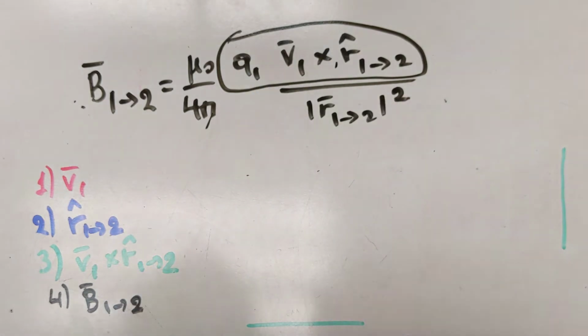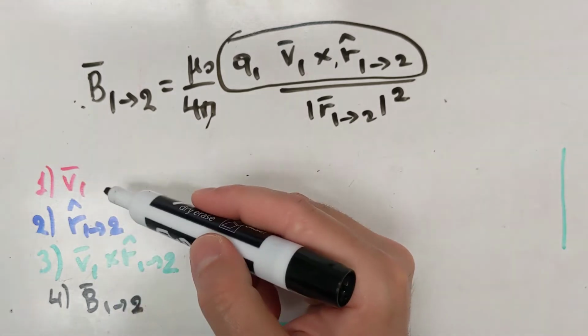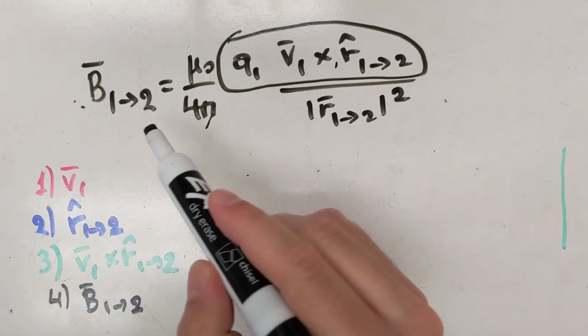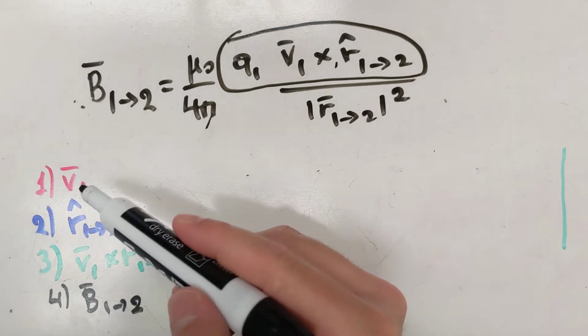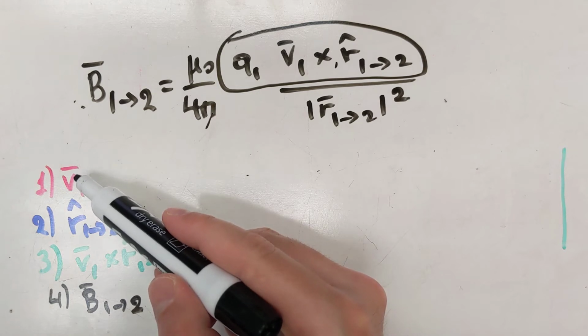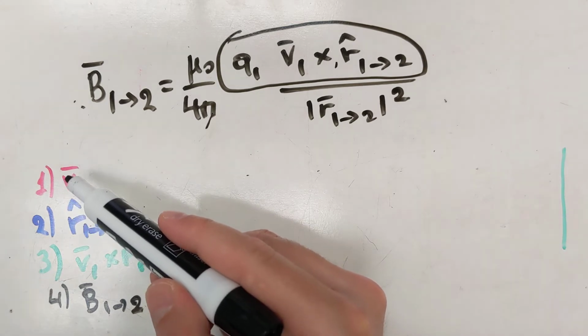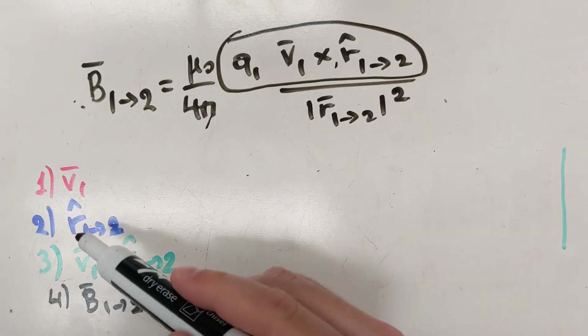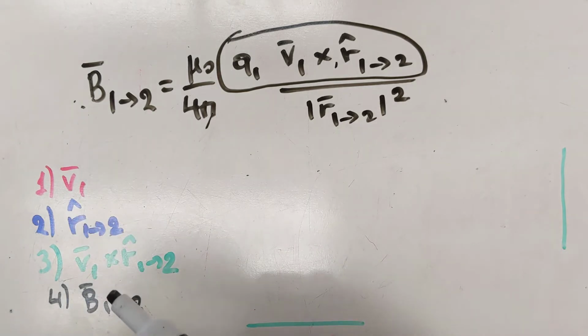Now, I have written here the steps that I will use to find the direction of B. I'm going to start by figuring out what's the direction of the velocity vector, what's the direction of the r hat vector, what's the direction of the cross product, and then what's the direction of B.